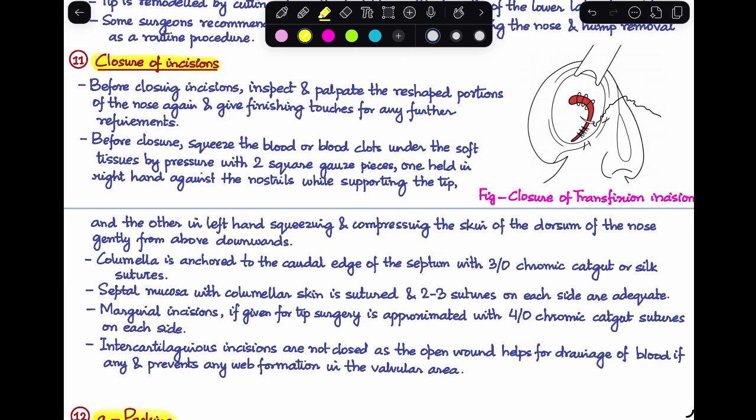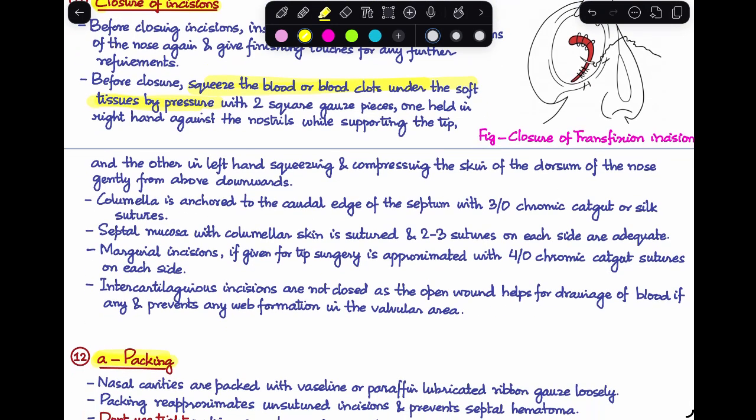Once you have done that and you're sure that no further changes need to be made, then you take 2 square gauze pieces and with the help of that you squeeze any blood or blood clots that are there under the soft tissue by applying pressure. How will you do this? You will hold one gauze piece in your right hand against the nostril while you're supporting the tip. So this is for supporting. And with your left hand, you'll hold the second gauze piece and you'll squeeze and compress the skin of the dorsum. And as you move from above downwards, that's how you squeeze out all the blood and the blood clot that has accumulated under the soft tissues.